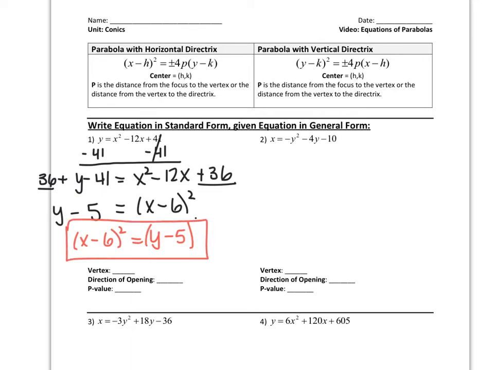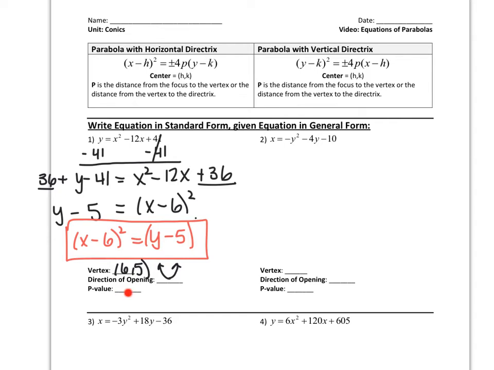All right, so that means my vertex is positive 6, positive 5. And since x comes first, we know we have a horizontal directrix, so it's going to open upward. It's going to look something like this. The real reason we know it opens upward is because the number in front of the parentheses here is positive. It has to be positive in order for us to have a horizontal directrix opening upwards.